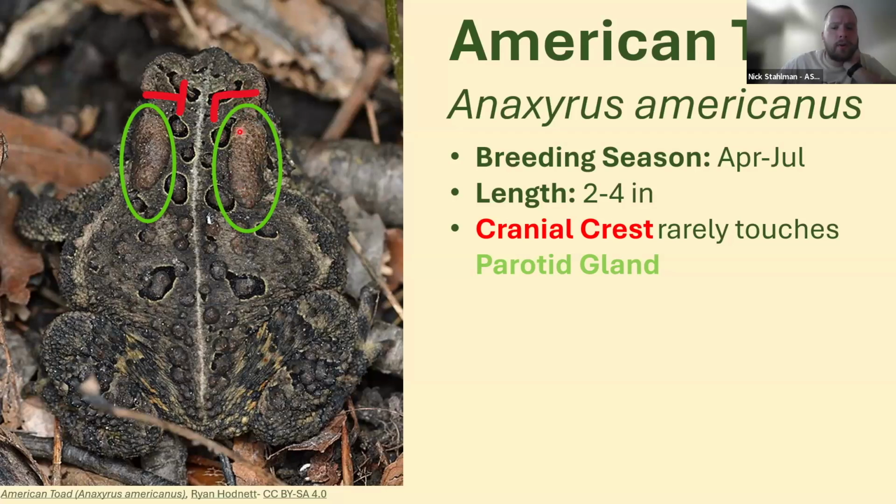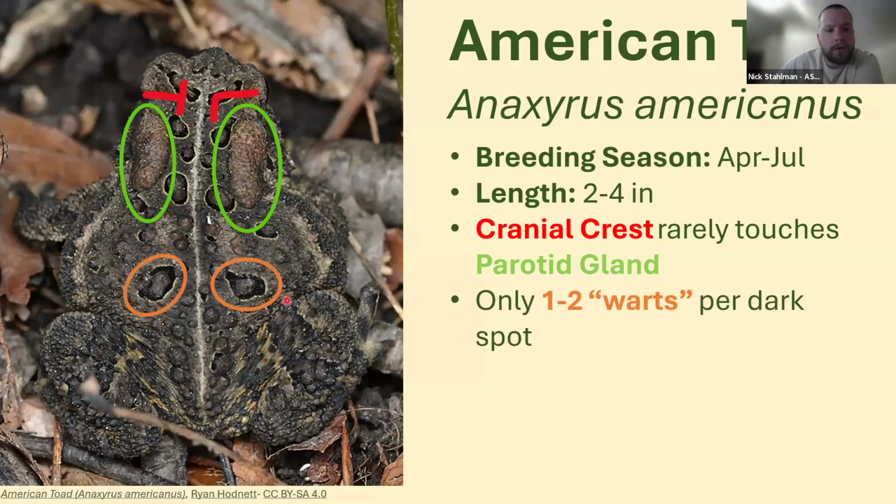parotid gland. Now, the parotid gland secretes toxins. It makes the toad taste really, really bad. And in American toads, these two do not touch, or if they do, it's just a tiny little bit that touches. Also, the warts, you only have 1 to 2 warts in each of these dark spots. So they're going to be very big warts. And where you have the black splotches, there's only 1 to 2 per dark spot.